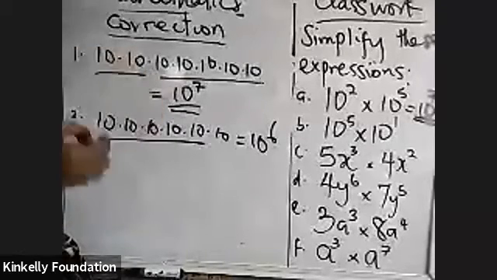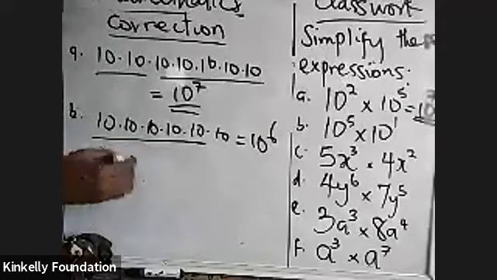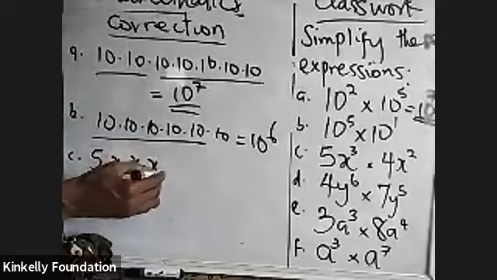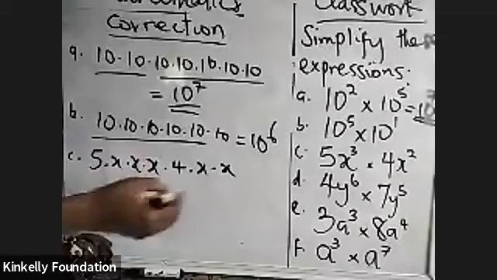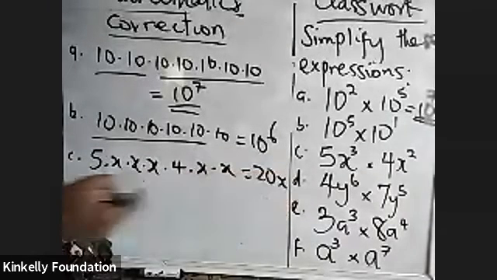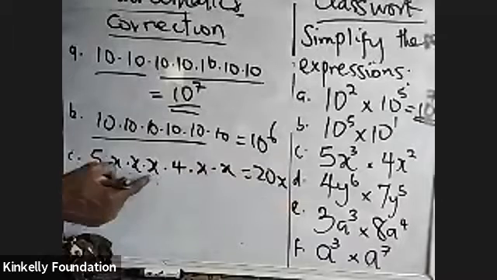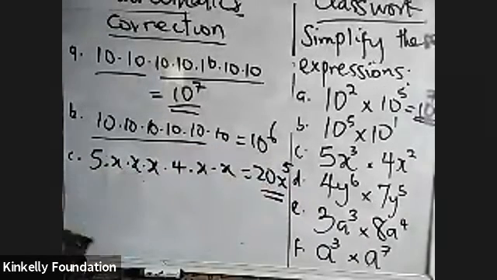This is B, the C aspect times 4s raised to the power 2. So you can easily expand it to be 5 times s times s times s times 4 times s times s. You have 5 times 4 is 20. S is how many here? 1, 2, 3, 4, 5. Which is what you have when you add the powers up.